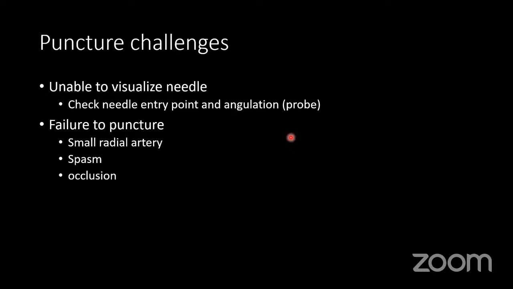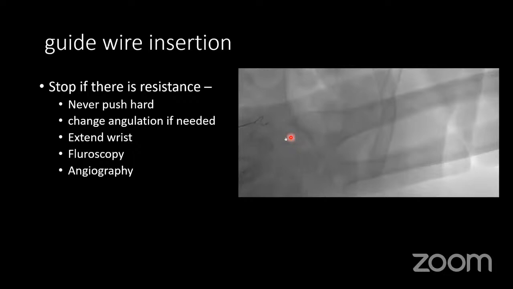Then during puncture, sometimes it may be unable to visualize the needle, so you have to check the needle entry point, and angulation should be done, especially during ultrasonography. What will be the reason for failure of puncture? It may be due to a small radial artery, or it may be a spasm, or it may be due to occlusion.